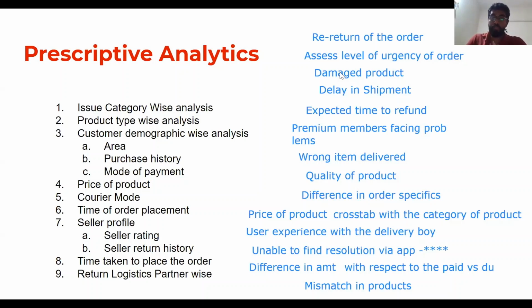And point number 8 is something which I guess one of you mentioned with regards to assessing the level of urgency in terms of ordering. So time taken to place the order, in a sense, did you spend more time on a certain page? Was he very careful about certain variables? Because these are data sets which are actually measured and quantified. For example, the amount of time you spend on the payment page, these are data points which are being recorded by different e-commerce companies, right?